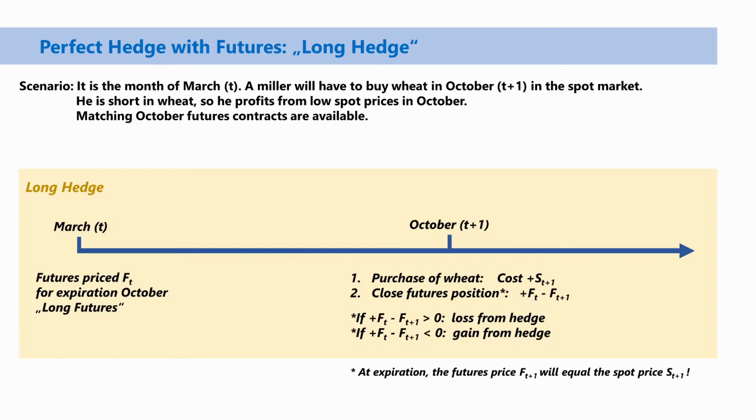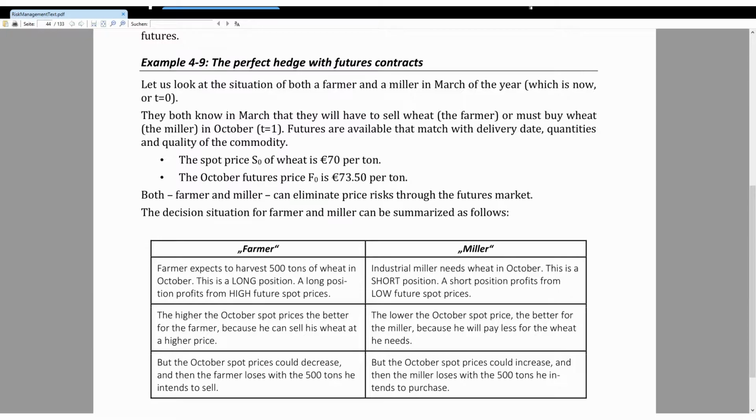Since he is long in the futures, he will buy wheat at price F T, and he will sell the futures at price F T plus 1, which is the same price at expiration as the spot price. So if F T is higher than F T plus 1, he will lose on the futures, and he will win on the futures if F T is lower than F T plus 1. Now let's look at the scenarios with numbers, starting with example 4.9.